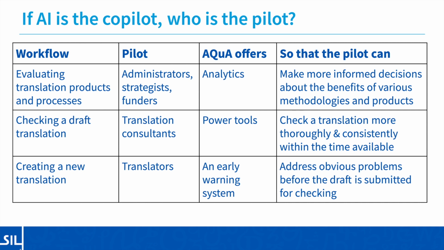The second group is those who are tasked with checking a draft translation, consultants. AQUA offers them power tools, helping them to check a translation more thoroughly and consistently within the time available. The third group is those tasked with creating a new translation, translators. AQUA offers them an early warning system, helping them to address obvious problems before a draft is submitted for checking.